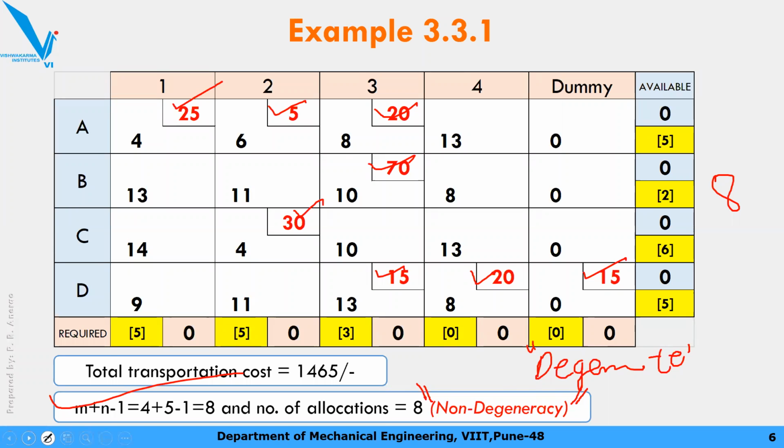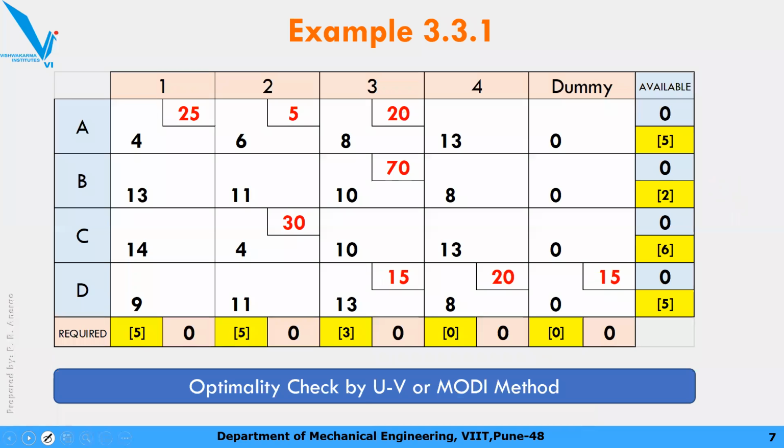Okay, so the problem is non-degenerate. Now here we can implement the UV or MODI method. Compared to the stepping stone method, the UV and MODI method is very quick and fast, and it is very easy to calculate the improvement index. Okay, just once understand the concept, how to do it. It is very easy.